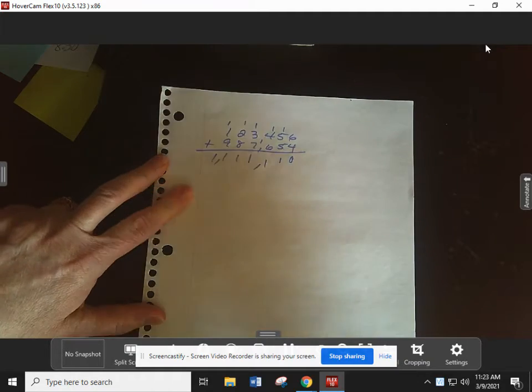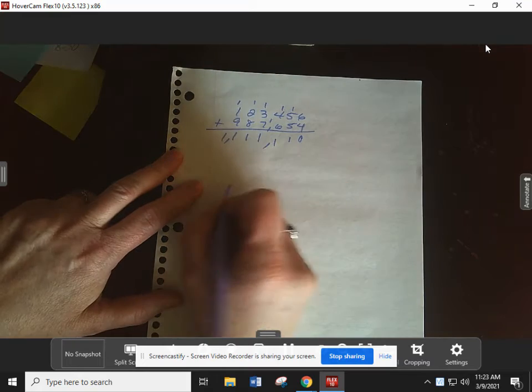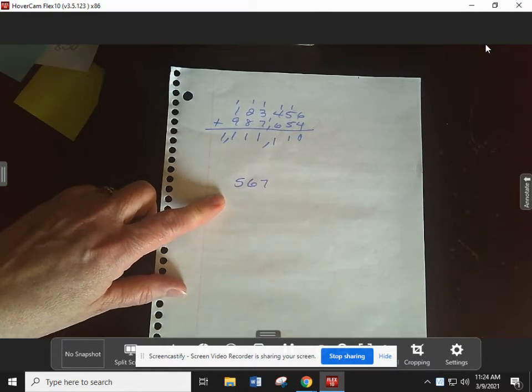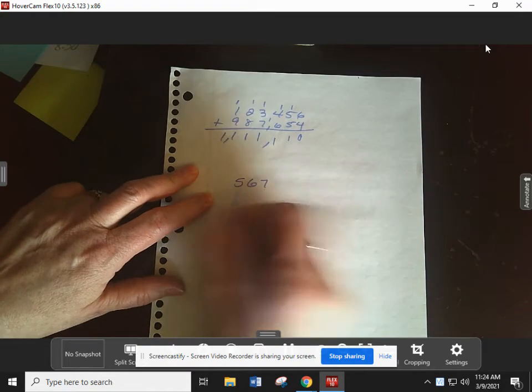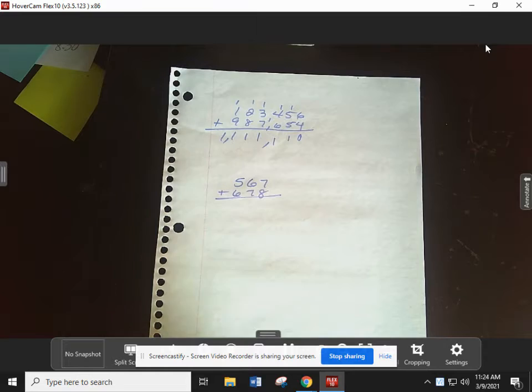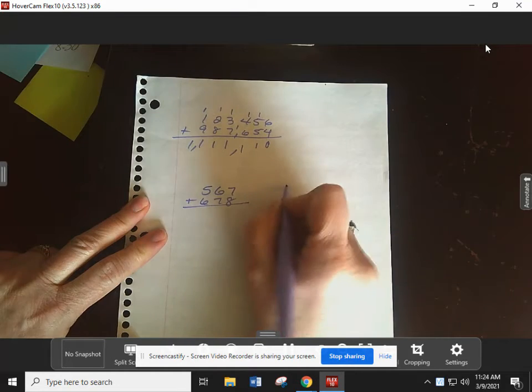So because this number is so huge, I am going to use a new example number of, let's say, 567. You know, I am really into creative numbers today. Plus, let's say 678. Okay, yeah, I told you, I'm really creative with my numbers today. So 675.